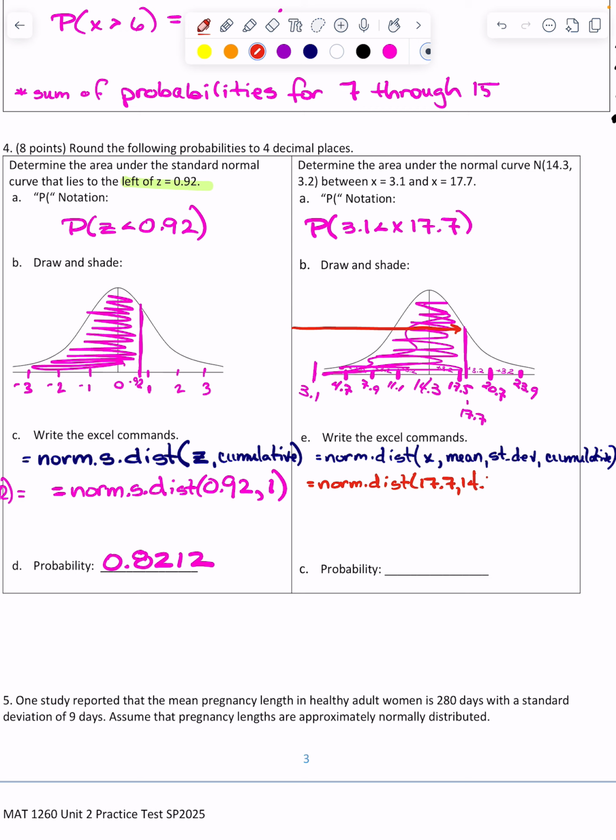17.7, my mean is 14.3, my standard deviation is 3.2, my cumulative is 1, and then I'm going to subtract off this part here. And I'm guessing this was a typo. It was probably supposed to be 13, but we're going to go with it. I got 3.1, 14.3, 3.2, and 1. It's easy to cut and paste here because everything's exactly the same except for that x value. Our probability here, I got 0.8558.